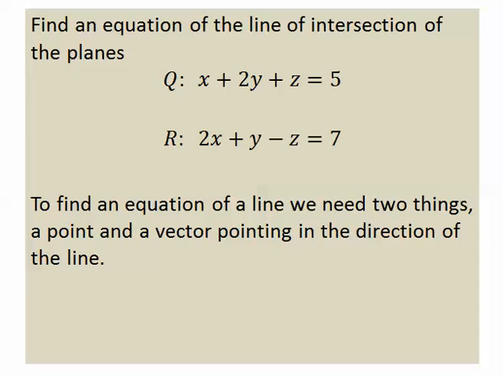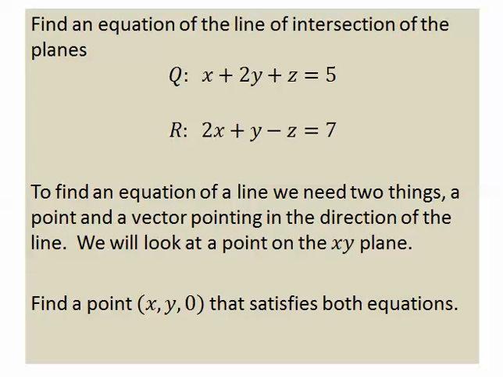To find an equation of a line, we need two things. We need a point. Any point will do. It just has to be on both planes. And we need to find a vector pointing in the direction of the line. We're going to use x, y, 0 for our point. So we're looking for the point where both planes intersect the xy plane.